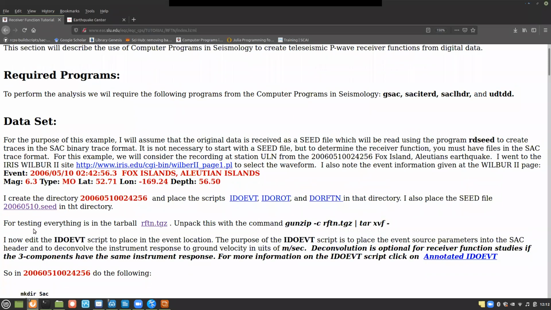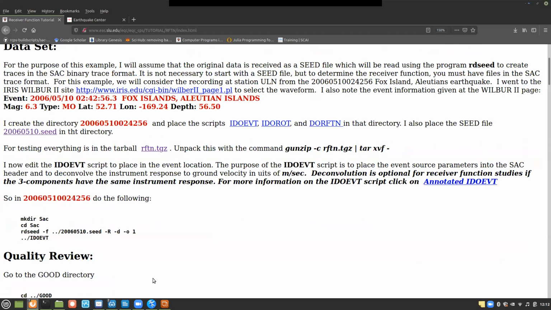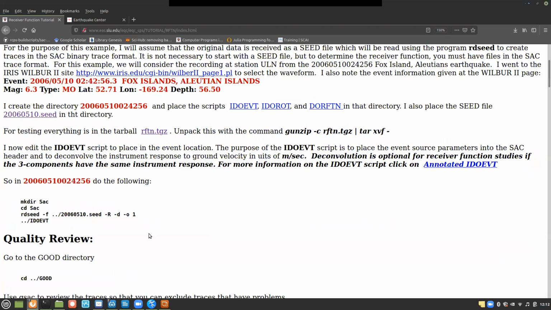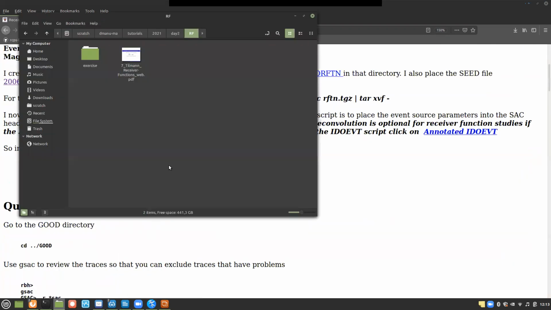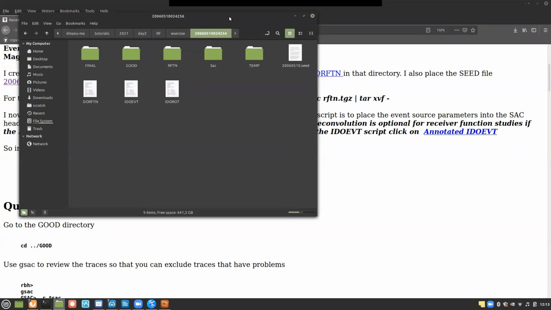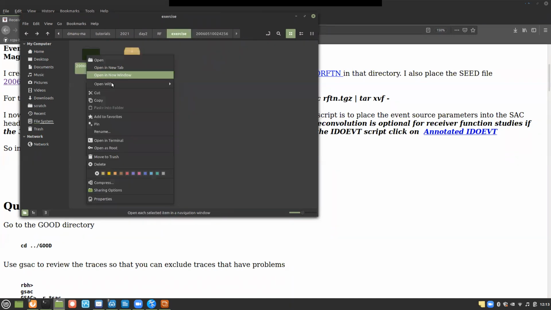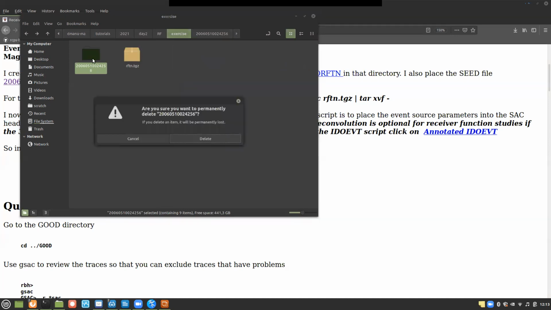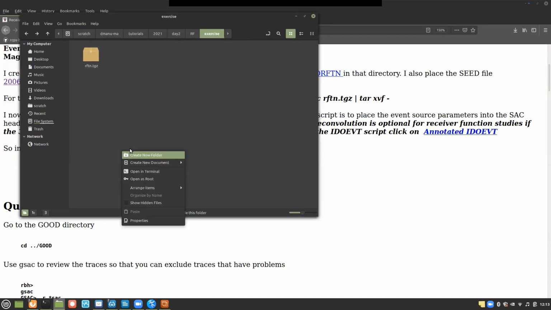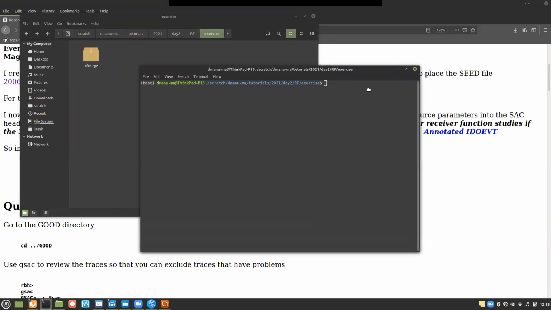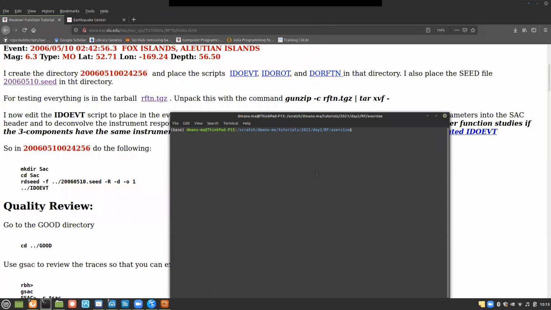Once you install the program, you come to this part. The testing, everything is in this package. You download, you unpack, and then you do these things. Let's see, exercises. I downloaded it, I unpacked it, it's here. I don't know what's here, so let me just delete this and we do the whole thing. So you do these exercises. It's just unzip. I want to see receiver functions.